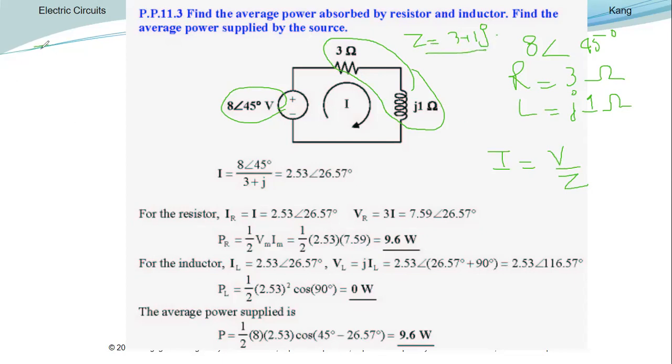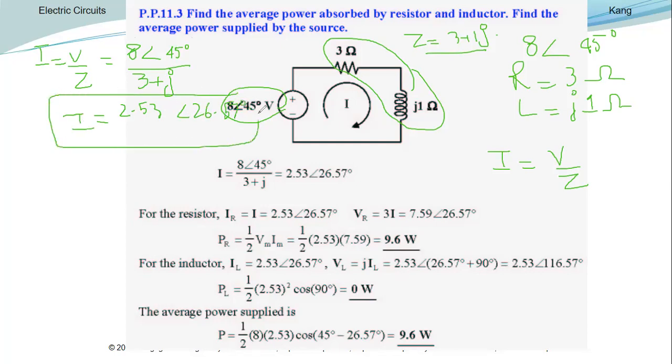So I write the value of I equals V upon Z, where V equals this one, 8 angle 45 degrees, divided by 3 plus j. So we can find this will be 2.53 angle 26.57 degrees. So this is the value of I for the system.